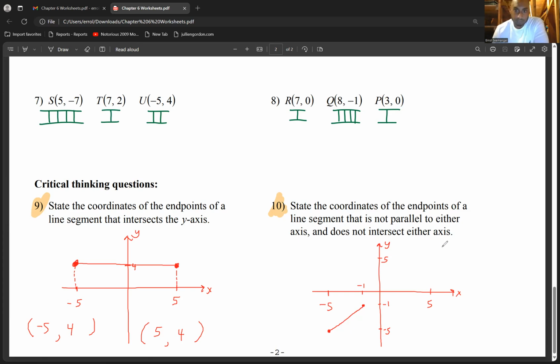Is that right? Yeah. So what's this coordinate? What's this coordinate? -5, comma, -5. And then what's this one? -1, -1. That's one example. What's another example?